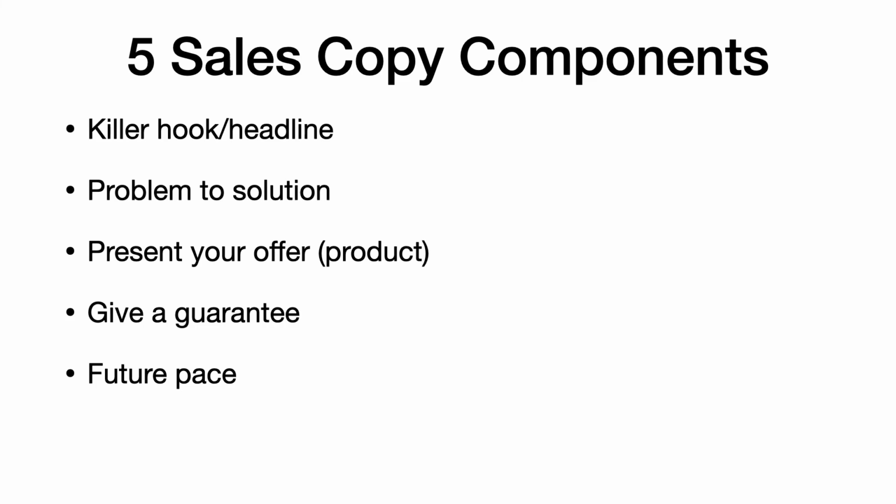Step 5 is to future pace. This person really has 2 options. They can either buy or they can leave. So you just want to paint the picture of what this person's life is going to be like if they buy your course or if they don't buy your course.